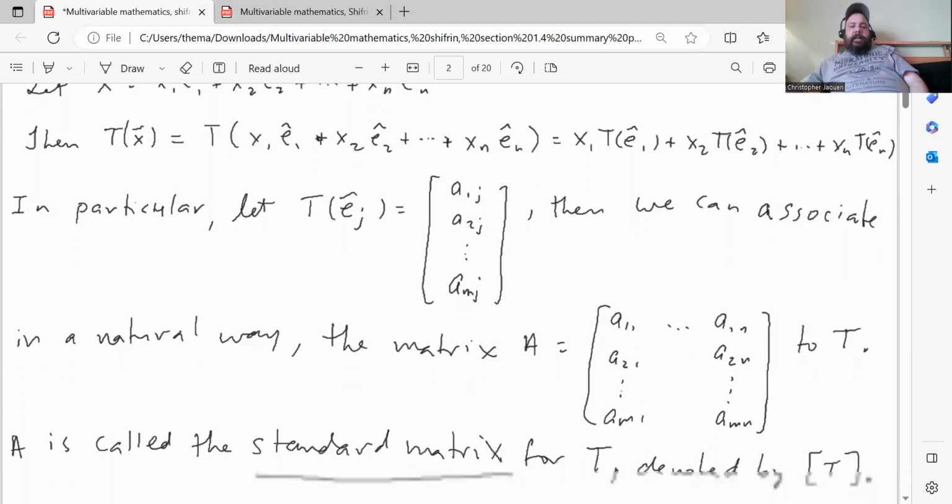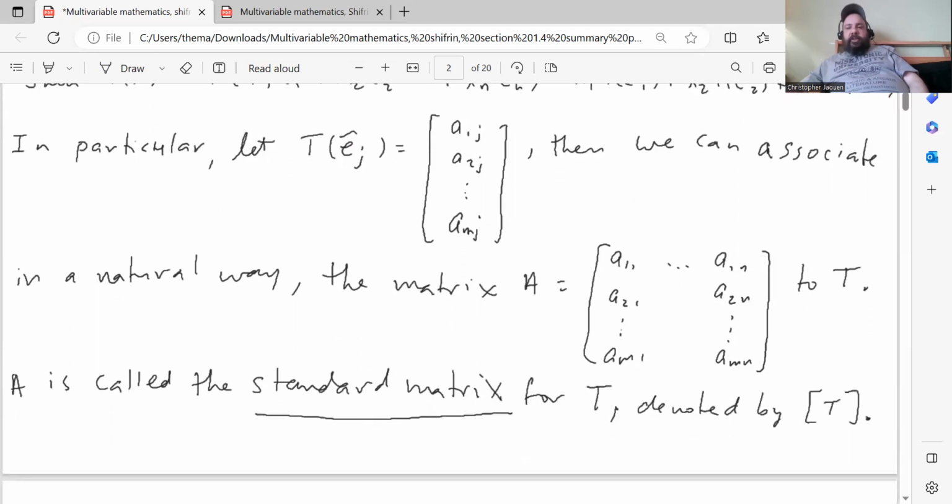Then we can associate in a natural way the matrix A to the transformation T. The first column would be T of e1, the second column would be T of e2, and the last column would be T of en. The matrix made up of those columns is what we call the standard matrix for T, which we'll denote by T inside these brackets like this.